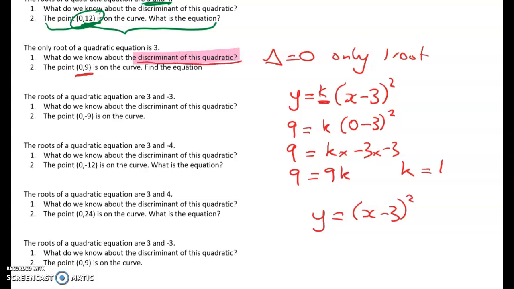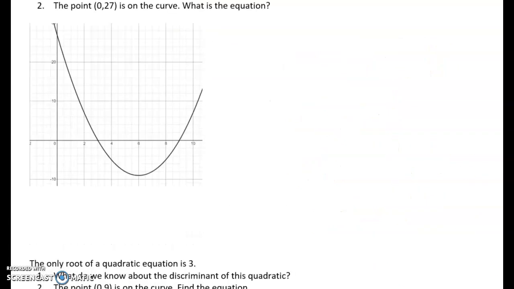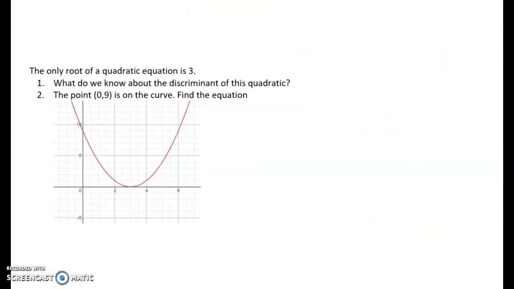And we know the discriminant is 0 because there is only one root. Let's see if we've got a graph for that. Yep, here we are. This is the graph here. So the only root is at 3, the discriminant is 0, and this is my point, (0, 9), on the curve.